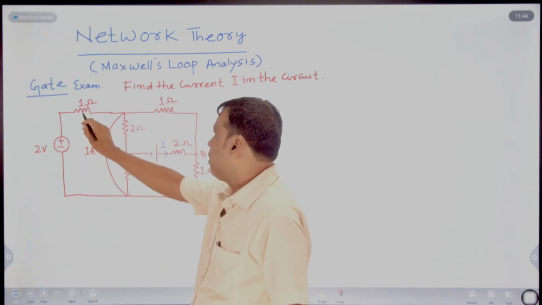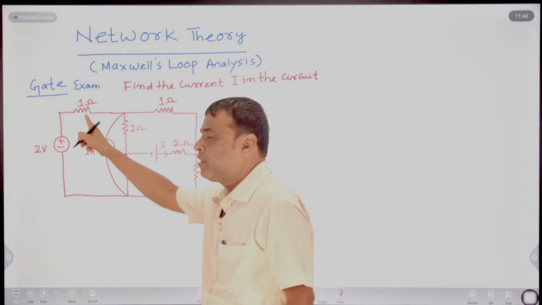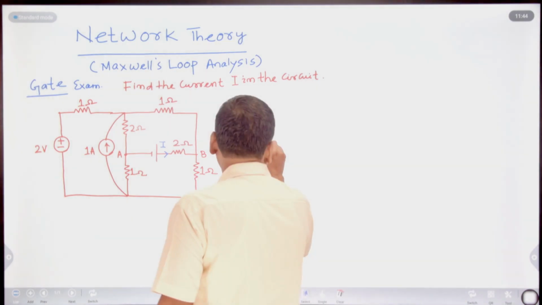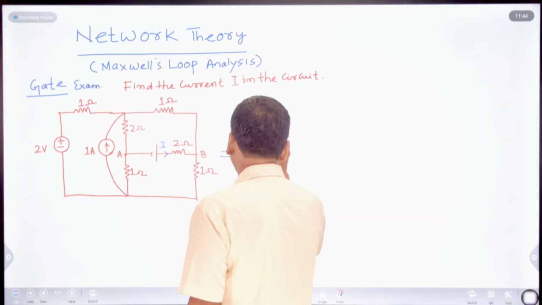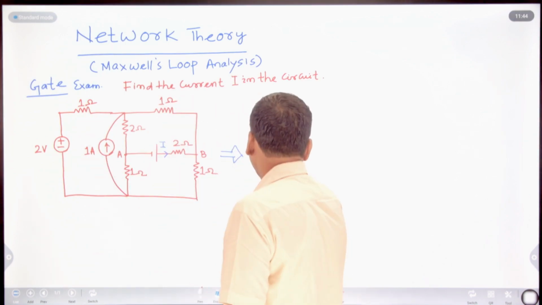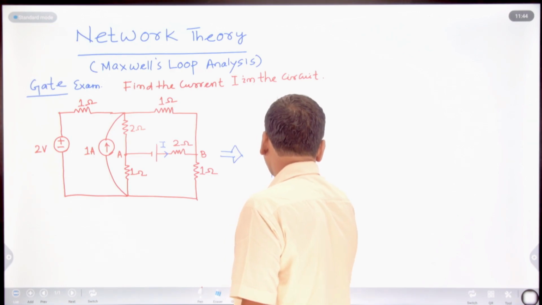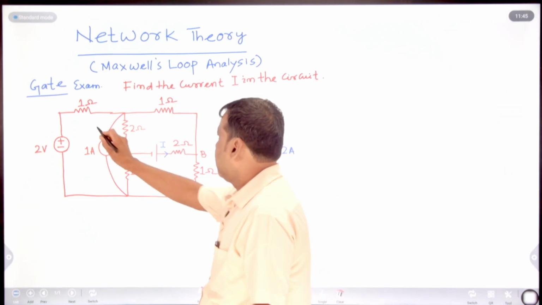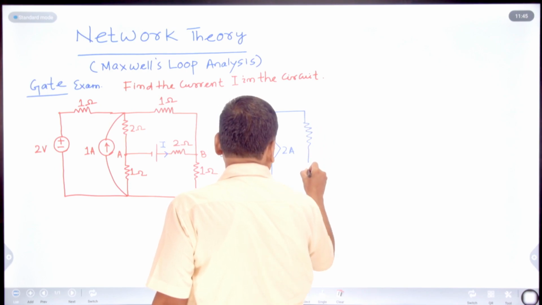So, this is your 2 volt and 1 ohm. First of all, we will convert it into the current source. If there is a voltage source, then we can convert it into a current source. How to convert a voltage source into a current source: I equals V by R, 2 by 1, that is 2. So, this current is nothing but 2 ampere. If there is a current source, the resistance must be in parallel, and this is 1 ohm here.